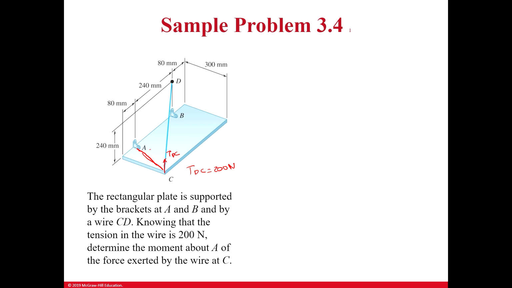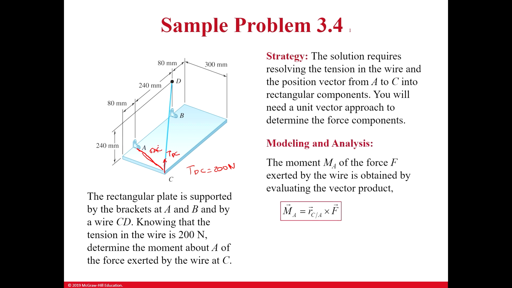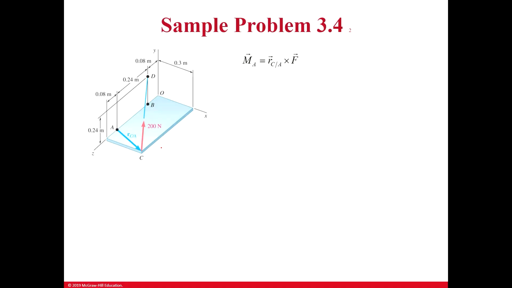So basically they're asking for R, A, C. And just to keep the same answer, the same sign is going to be CA. They wanted to do CA, it's fine. It will be the same distance, just the opposite magnitude. So the moment is RCA times the force, which is the tension from D to C. So the first thing we have to do is find RCA.